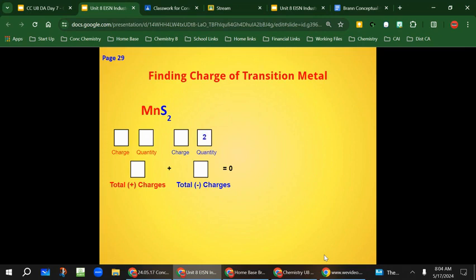Two sulfurs. What's the charge on the Mn? The Mn doesn't have a number by it. It doesn't have to. The only reason we're putting numbers down here is why? Maybe there only needs to be one of it. What's the charge on each sulfur?